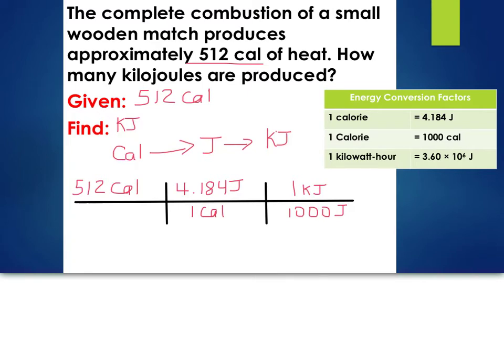So again, let's look at how our units play out. Cal cancels with cal. Joules cancel with joules. We're left with kilojoules. And our final answer is 2.14 kilojoules. Remember, you multiply and then you're going to divide by 1,000. And that will give you your answer.